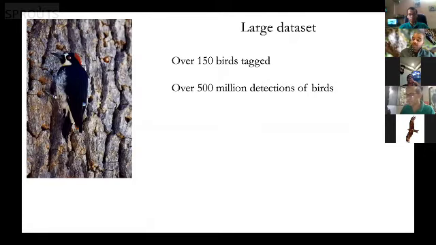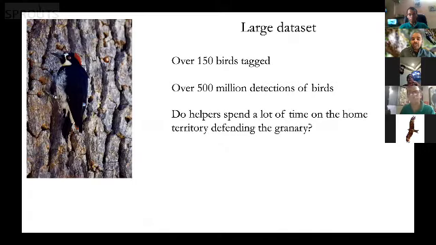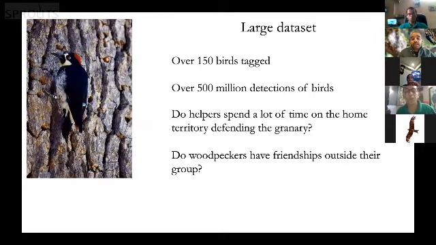about 2 years. And with that, we are asking more advanced questions of, do helpers spend a lot of time on home territory defending the granary, or are they flying around to find these power struggles where they can inherit or join a high quality group? But we are asking more complicated questions than that as well.